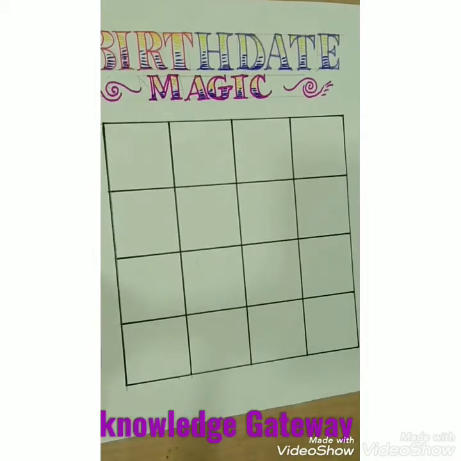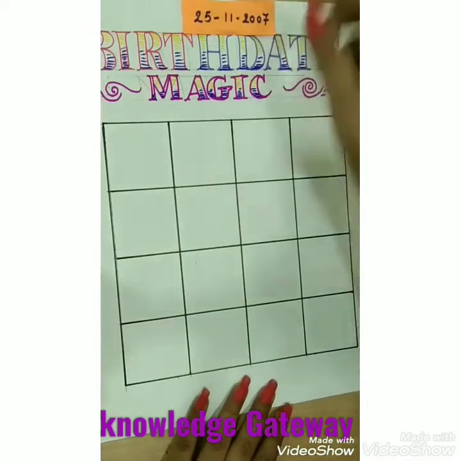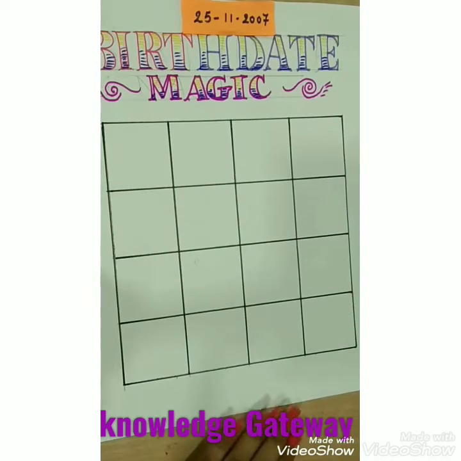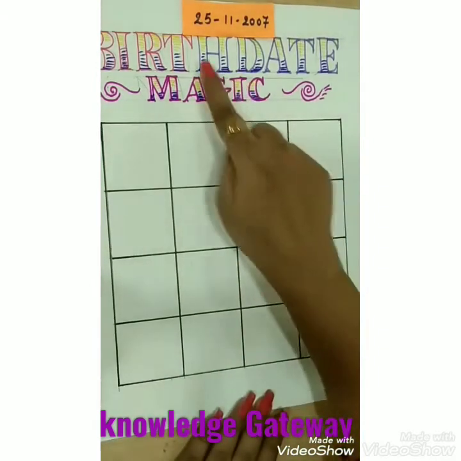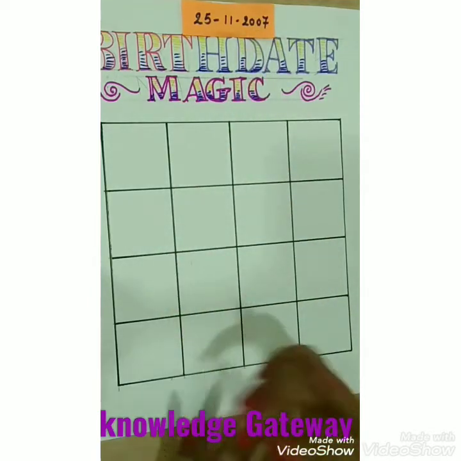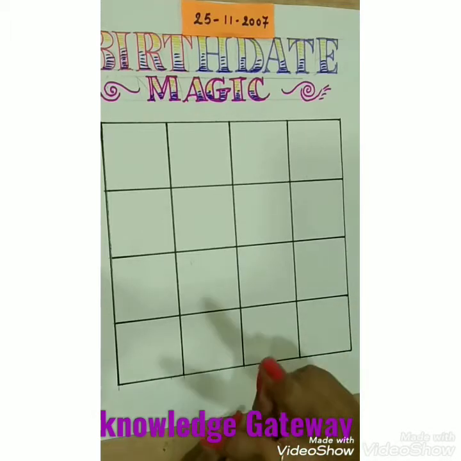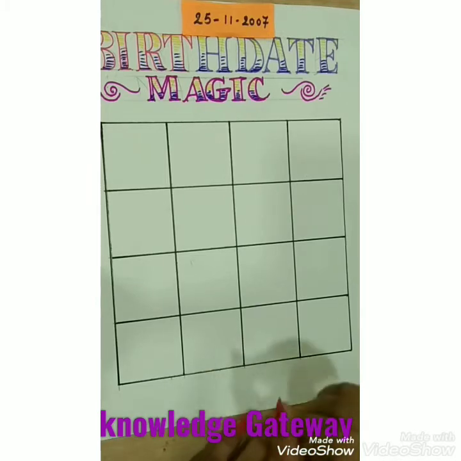Now in the first row I will put my birth date. Suppose I am taking the birthday 25th 11/2007. You can see here birthday 25th 11/2007. When you enter your birth date in the square blocks, one basic rule about this magic square is you have to put only a 1 or 2 digit number in one block.